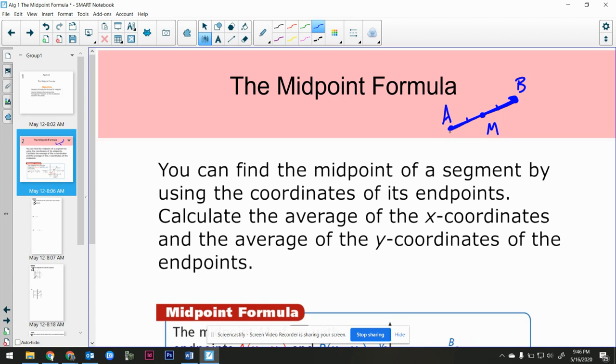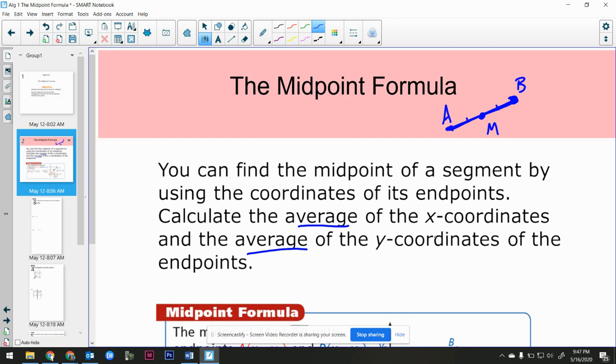Now you can find the midpoint. We're talking about these as coordinates. Okay, if I put these on a coordinate plane and give these XY coordinates, we can use this midpoint formula to find the location of that midpoint M. Basically, you can do that by calculating the average of the x coordinates and the average of the y coordinates. Now remember what that word average means, or mean.